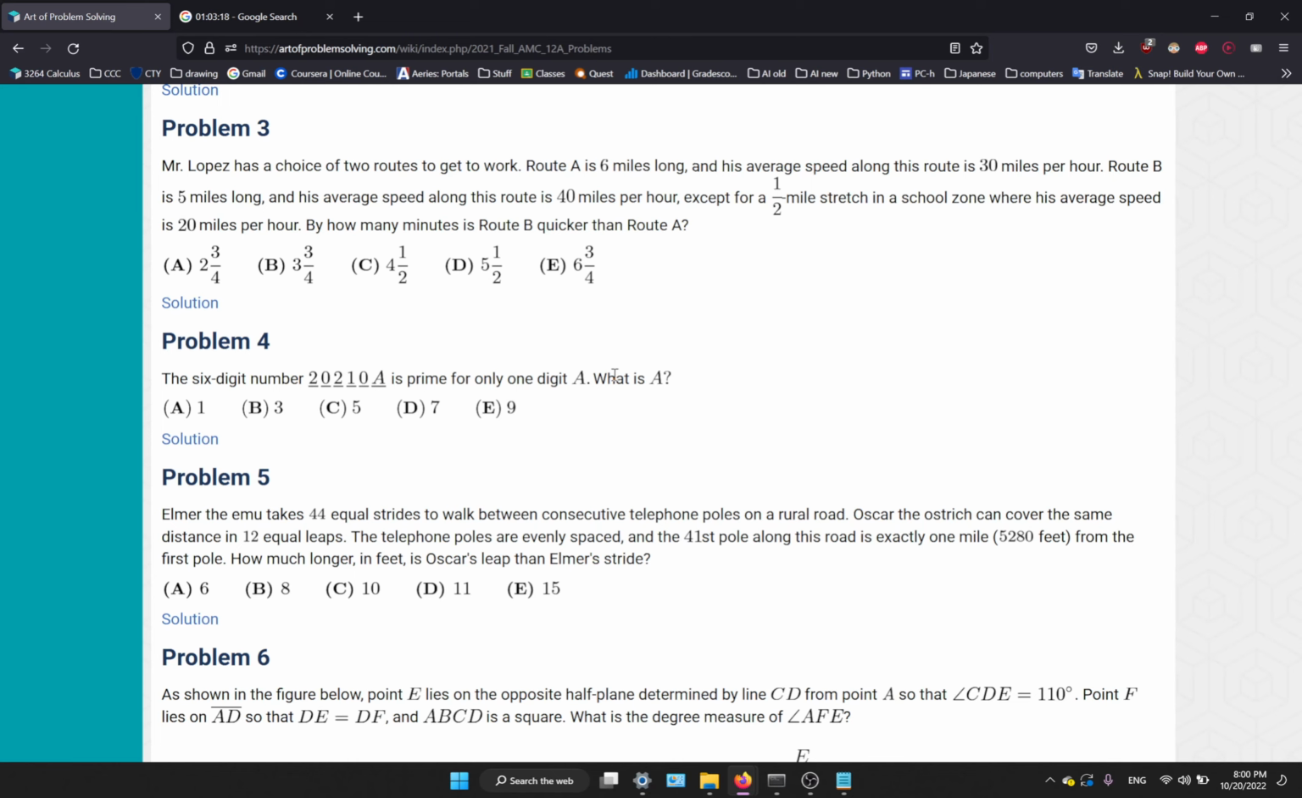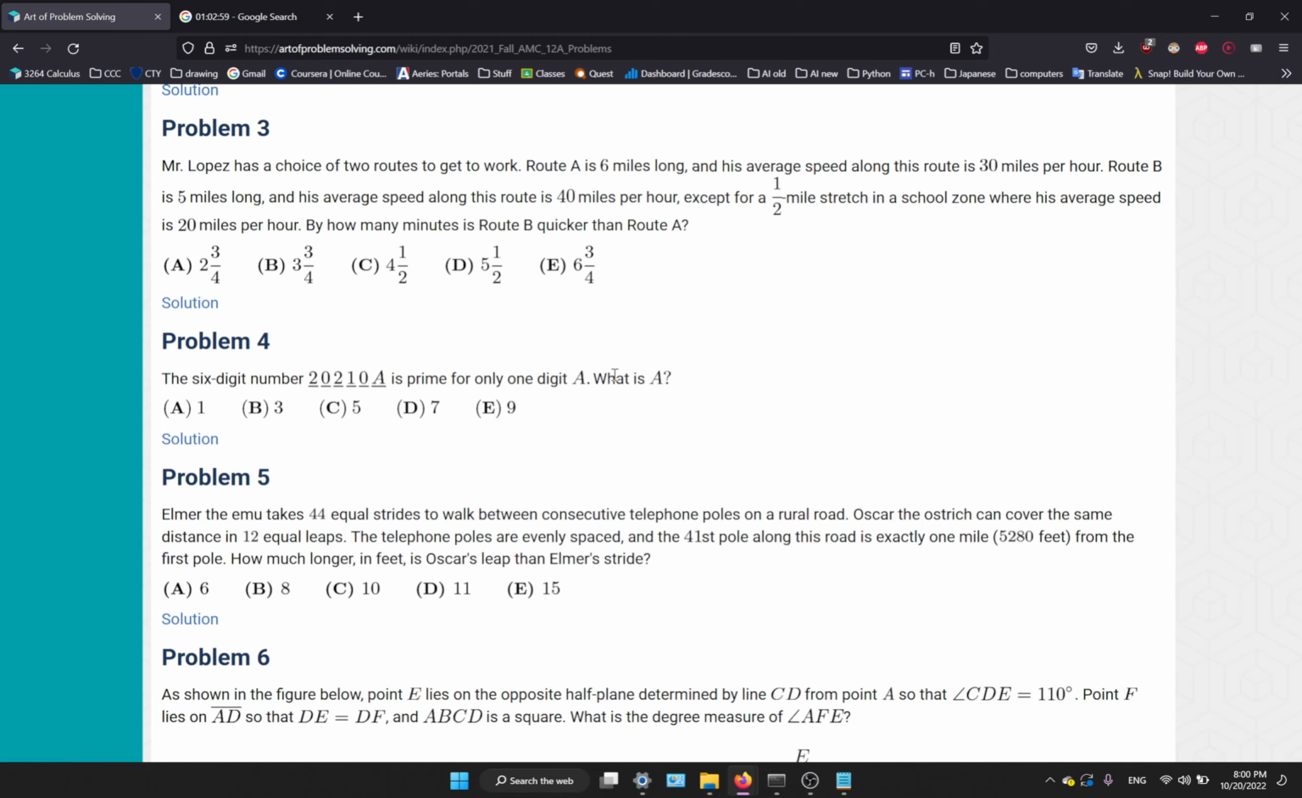Now it's time to use our divisibility rules. If A equals 1, what's the sum of the digits? 2 plus 2 plus 1 plus 1. That's 6. That's divisible by 3, so we can't have A equals 1. What about 3? 2 plus 2 plus 1 plus 3. That's 8. So we don't know about that one yet.